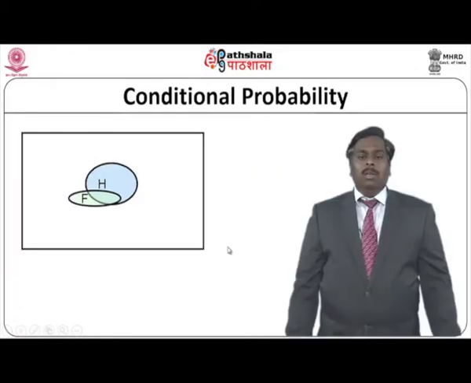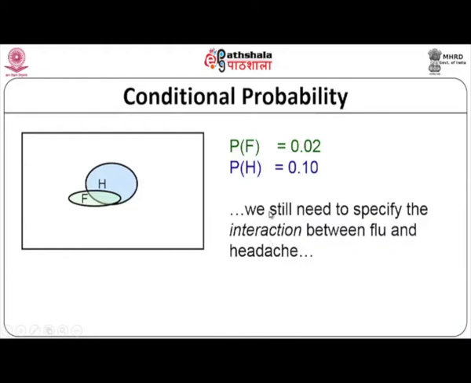Now, from the given sample space, we identify there is an overlap between patients having flu as well as patients having headache. This is indicated by the overlapping area in the given set diagram. So, the circle indicates patients with headache, and this ellipse indicates the patients with flu, and this overlapping region indicates patients having headache and flu.